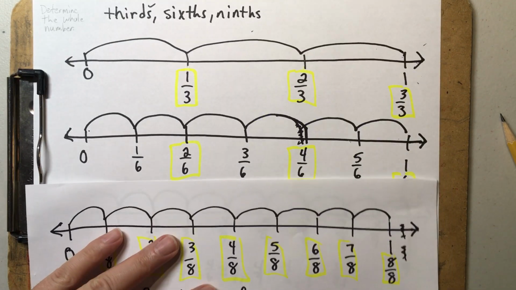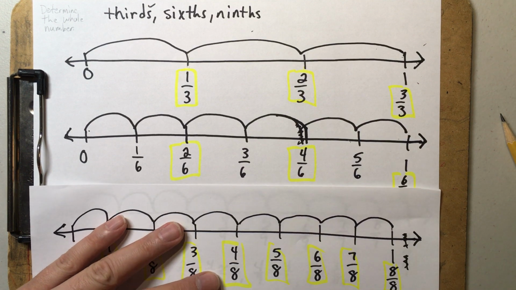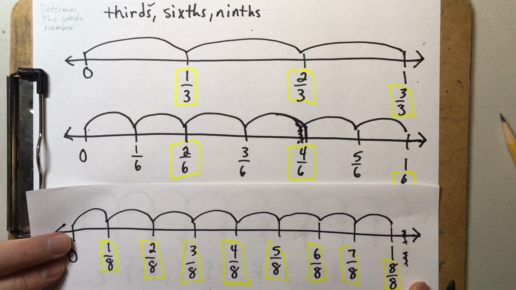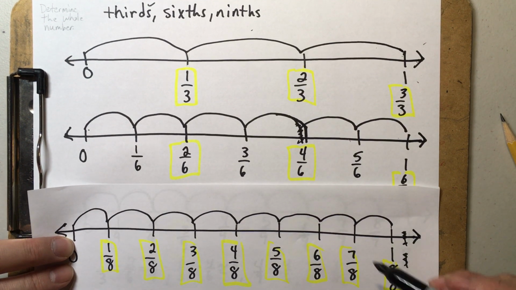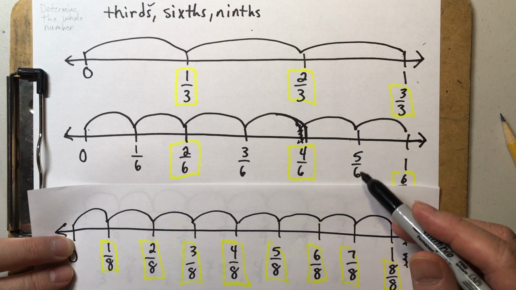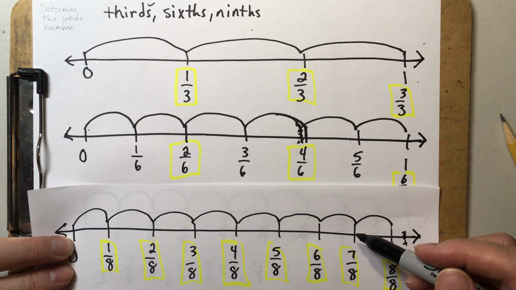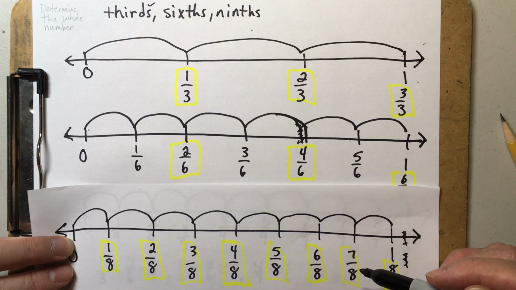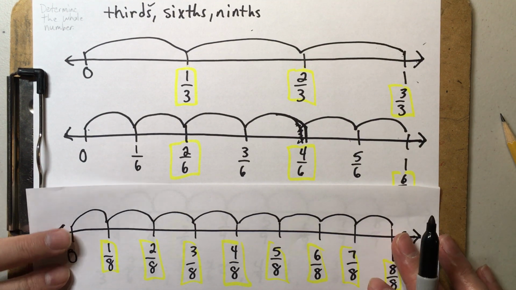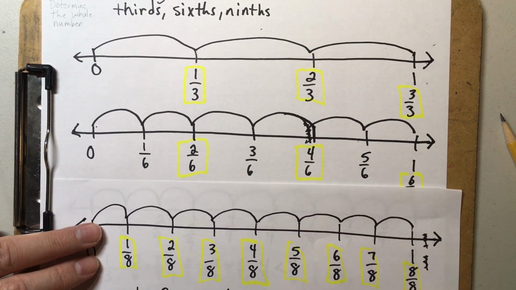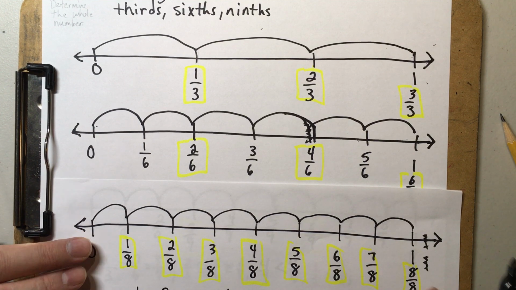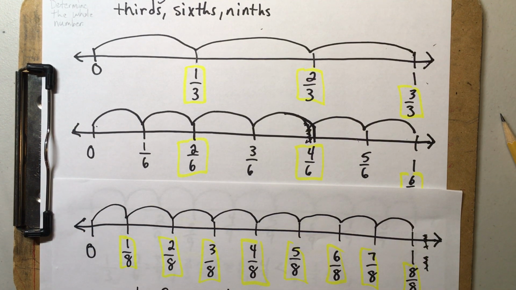What else? These are different fraction families. That's the way I consider them. Look how close 7/8 and 5/6 are. They look almost equivalent. Not quite though. All right, so have that discussion with your kids.